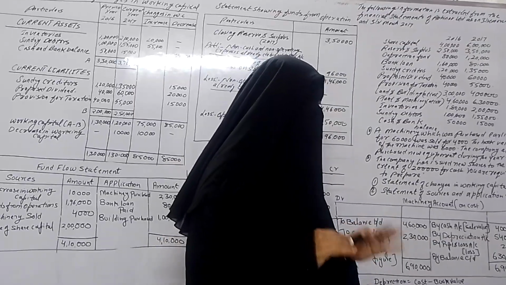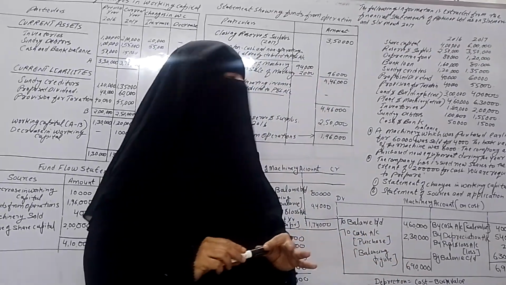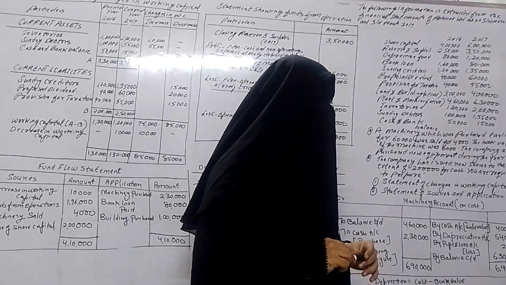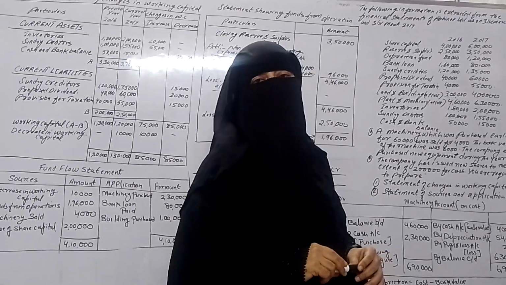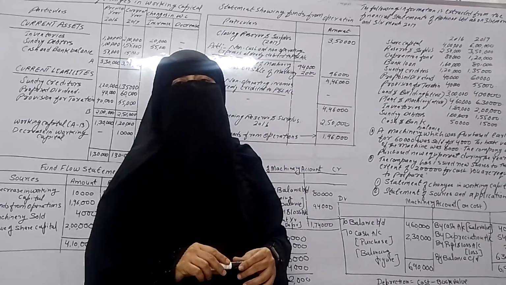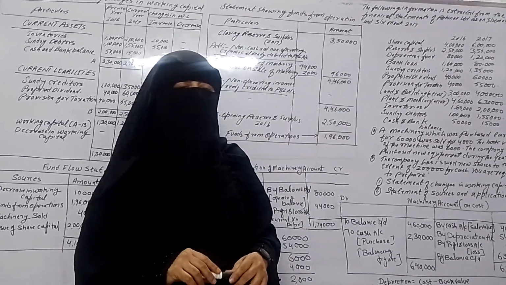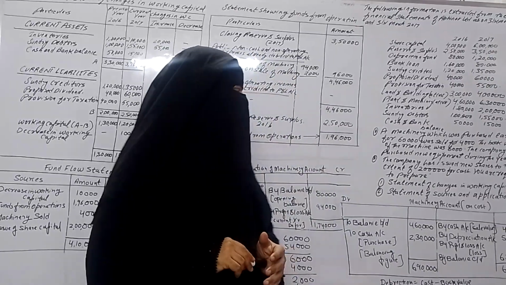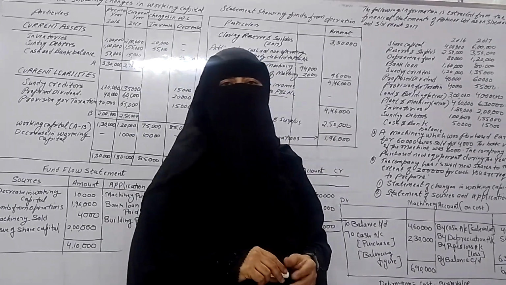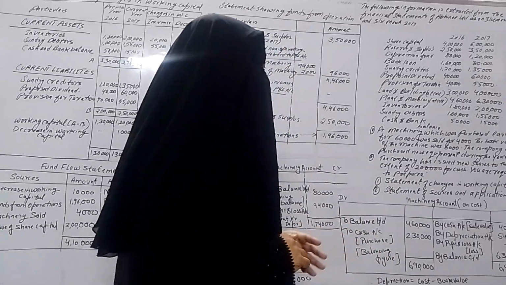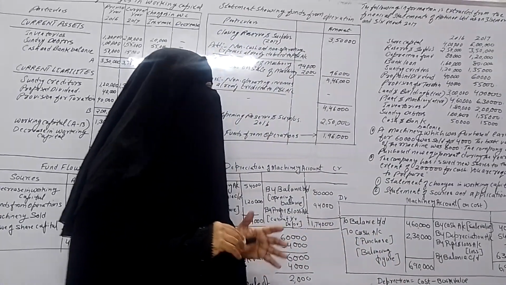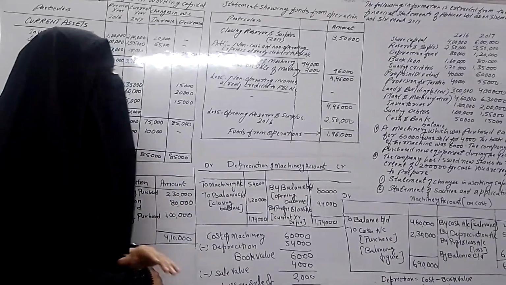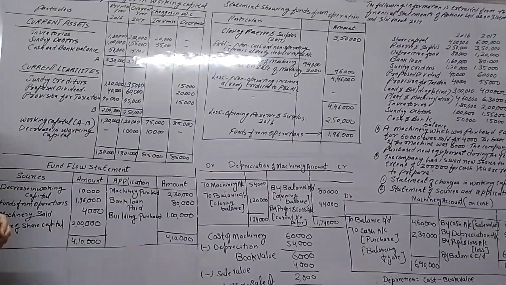You are required to prepare number 1, statement of changes in working capital, and number 2, statement of sources and application of funds. Statement of sources and application of funds is nothing but fund flow statement. So it is asking you to prepare the statement of working capital and statement of fund flow, sources and application of fund. So before preparing the statement of sources and application of fund, we prepare the statement of changes in working capital.